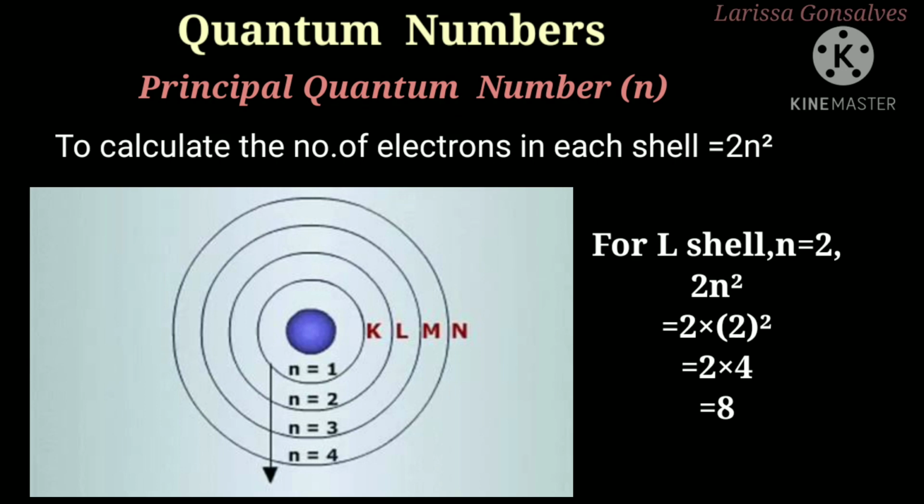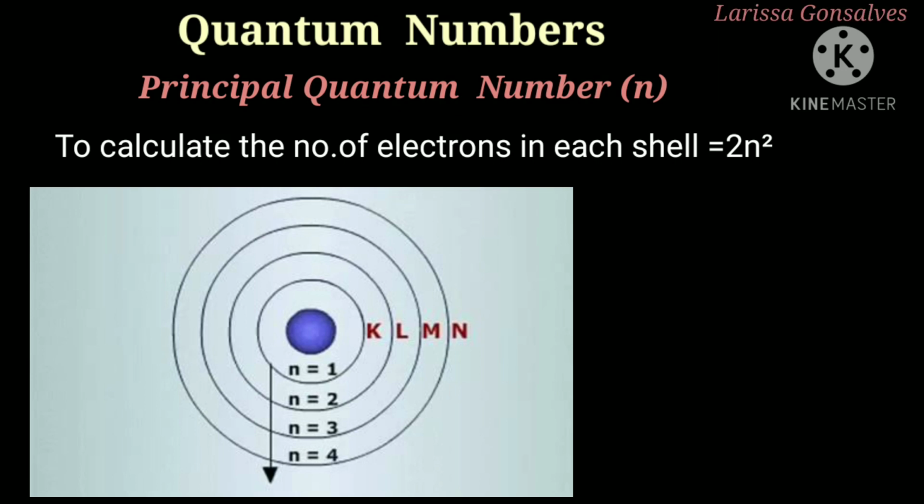For L shell, n is equal to 2. So again using the formula 2n square, we get 2 into 2 raised to 2. So that will be equal to 2 into 4. So 4 2s is 8. So there will be 8 electrons present in the L shell. Similarly, you can calculate for M, N, P, Q shells.